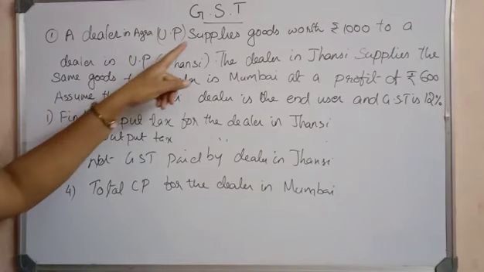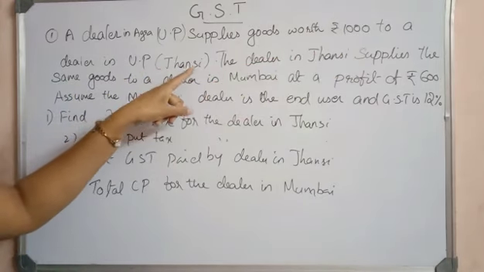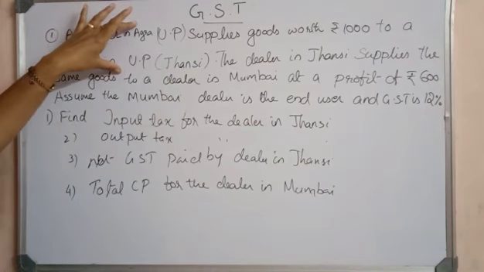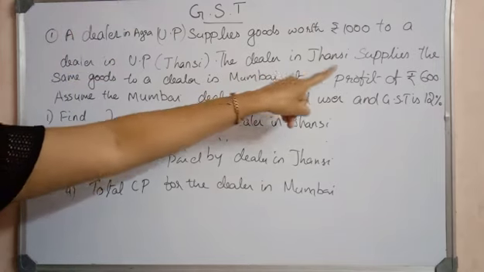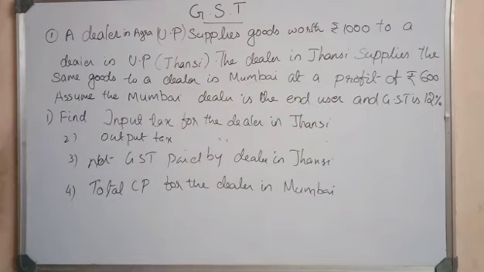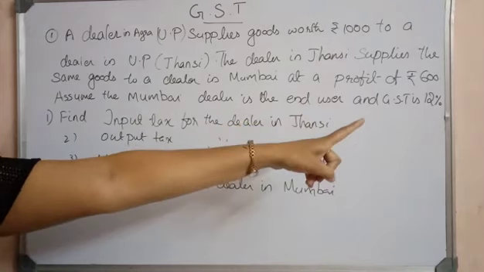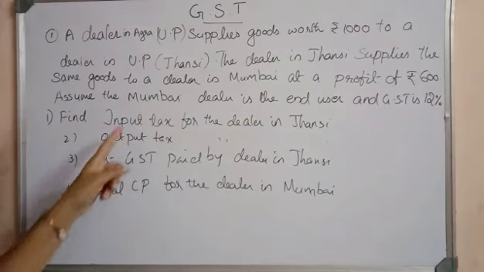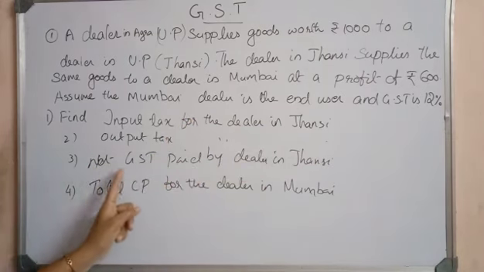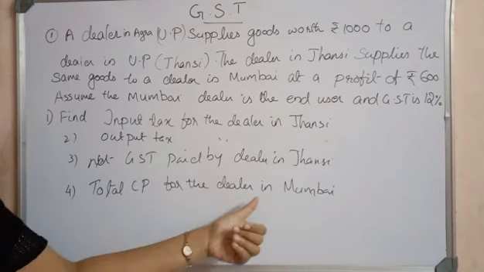Let's understand the ITC more clearly with the help of an example. A dealer in Agra supplies goods worth rupees 1000 to a dealer in Jhansi, UP. That means these transactions are happening in the same state, UP itself. The dealer in Jhansi supplies the same goods to a dealer in Mumbai at a profit of rupees 600. Assume that the Mumbai dealer is the end user and the GST rate is 12%. Find the input tax for the dealer in Jhansi, output tax for the dealer in Jhansi, the net GST paid by the dealer in Jhansi, and the total cost price for the dealer in Mumbai.